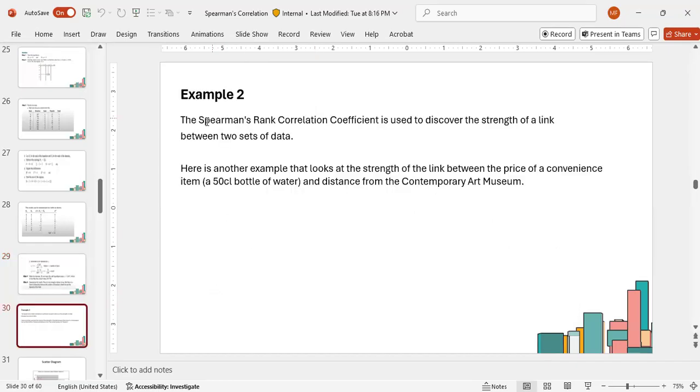Moving forward to the next example, the Spearman ranks correlation coefficient is used to discover the strength of a link between two sets of data. Here is another example that looks at the strength of the link between the price of a convenience item, that is a 50 cl bottle of water, and distance from the contemporary art museum.